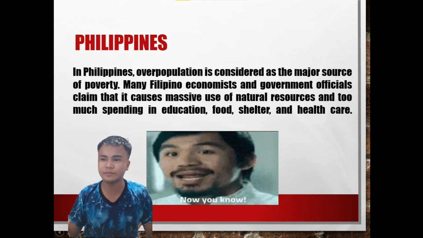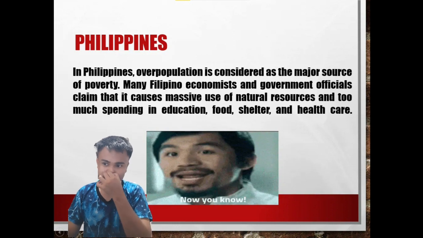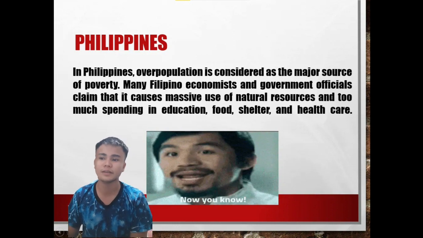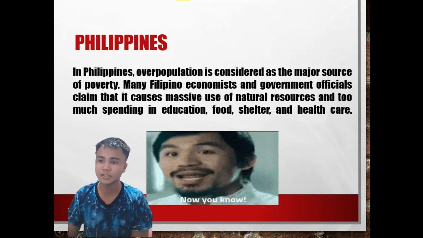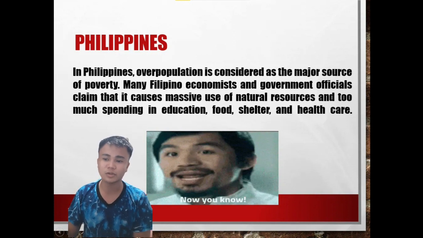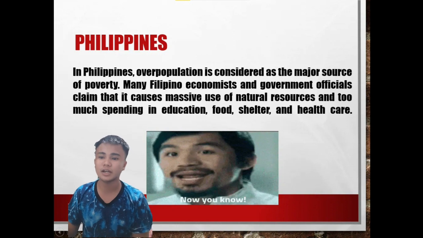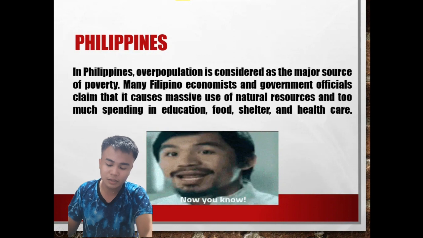So to proceed, Philippines. In the Philippines, overpopulation is considered the major source of poverty. Many Filipino economists and government officials claim that it causes massive use of natural resources and too much spending on education, food, shelter, and healthcare. That is all for me, and the next presenter is Renzo Gabriel C.